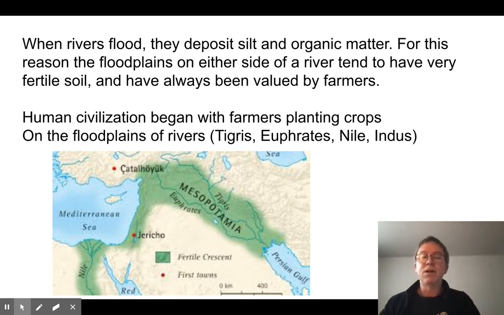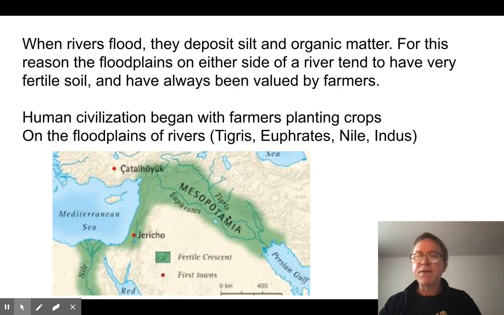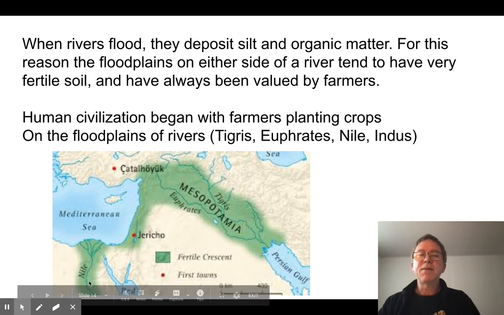And so, case in point, Mesopotamia. The Tigris and Euphrates Rivers, which we call the Fertile Crescent. These two river valleys flooded all the time, and they just had so much good silty soil. Same thing is true of the Nile.